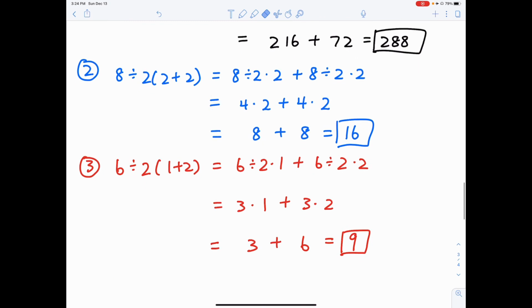For the next two, when you see the one that is 8 divided by 2, bracket 2 plus 2, again, you can break it down like this. The only correct answer should only be 16. And for the question number 3 here, the correct answer should only be 9. Any other answer means that we have misunderstood distributive law or that we have applied order of operations incorrectly. So please do be careful.